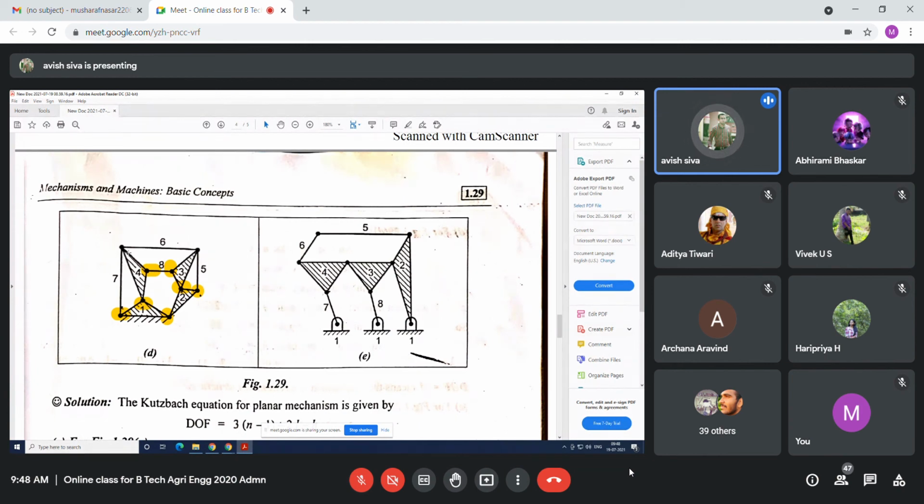Then what about the number of degrees of freedom? Total number of links is equal to 8. Total number of binary joints is 11. Number of links is equal to 8 and number of joins is equal to 11. 3 into 8 minus 1, 3 into 7. That is 21 minus 2 into 11. 2 into 11 means 22. 21 minus 22, that is equal to -1. That is your answer.